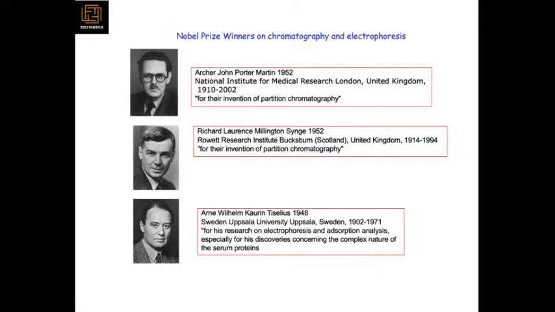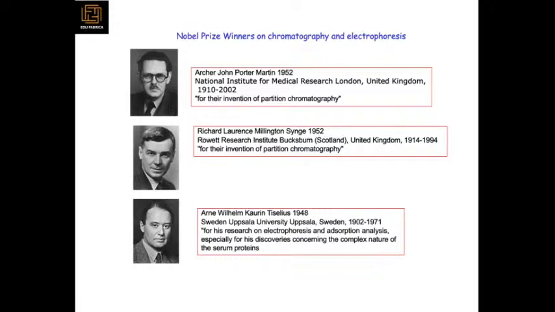One video about that. So there are various famous Nobel Prize winners in the field of chromatography and electrophoresis. A few of them I would like to share, with the work they did, in chronological order. You can see here Archer John Porter Martin from the United Kingdom. They invented partition chromatography initially.